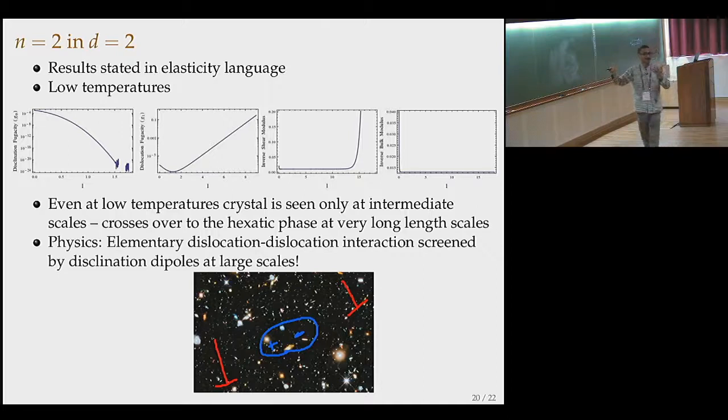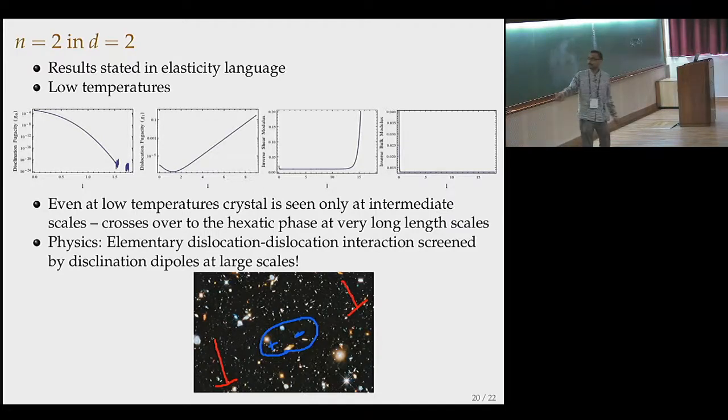So what is the conclusion of this? The conclusion of this is that the crystalline phase in two dimensions is in question here. If you keep all of it in the theory and do a careful analysis, there's no crystalline phase at large distances, if you look at large enough system sizes.